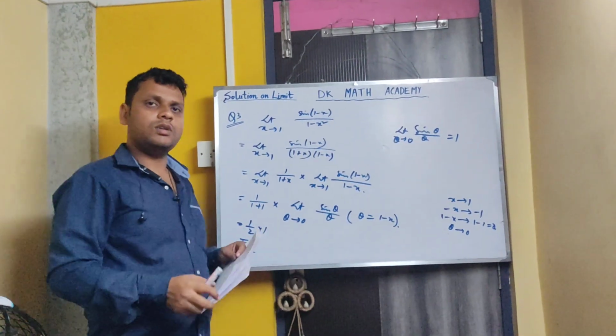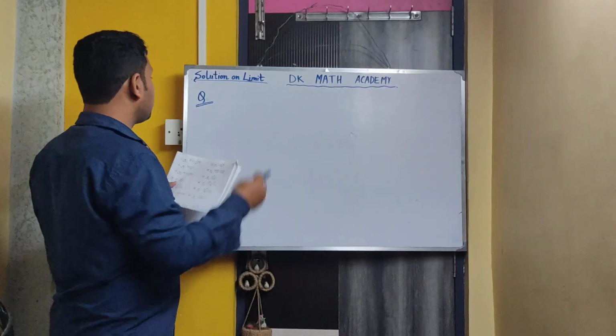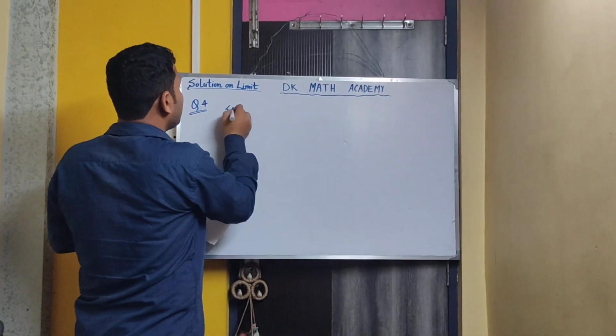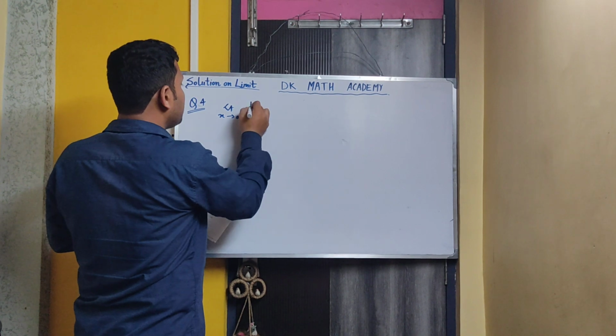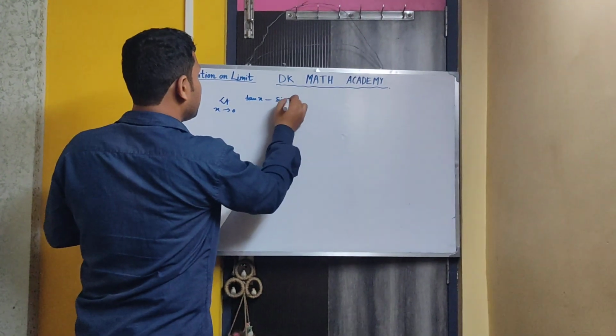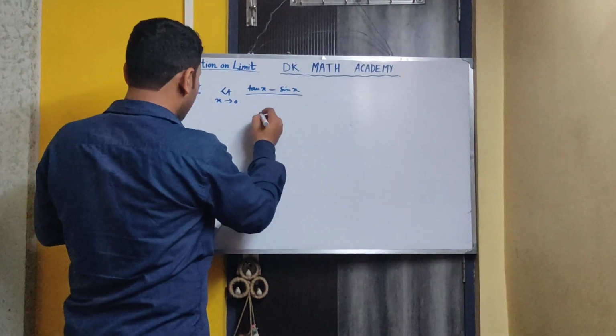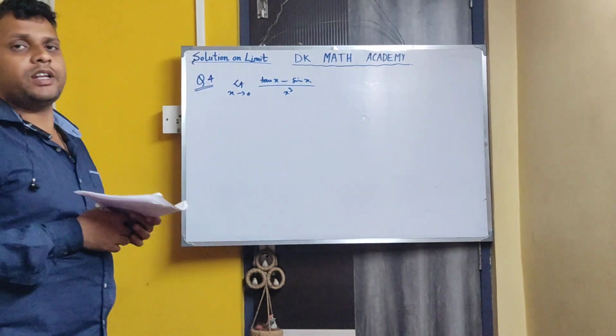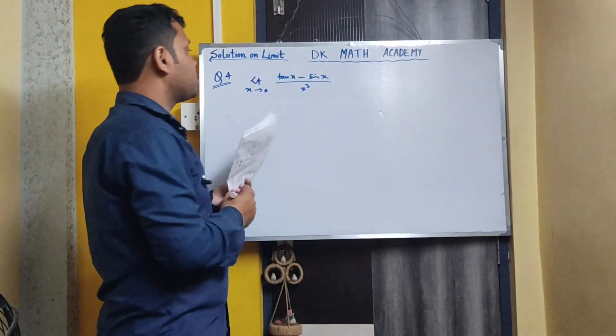Okay, we see the next problem. Limit x tends to 0, tan x minus sin x divided by x cube. Tan x minus sin x by x cube.